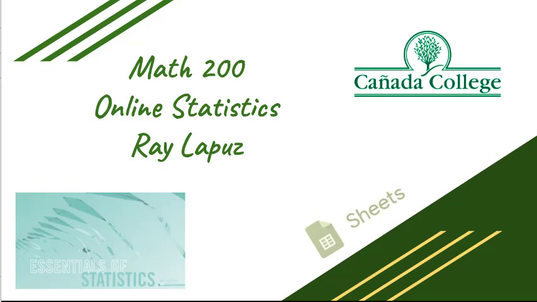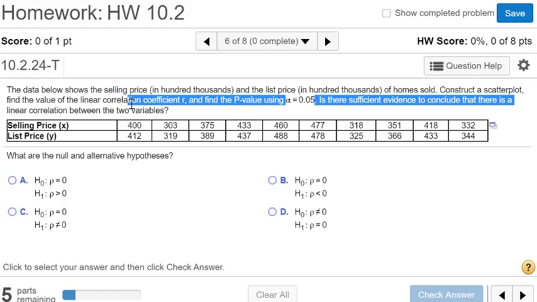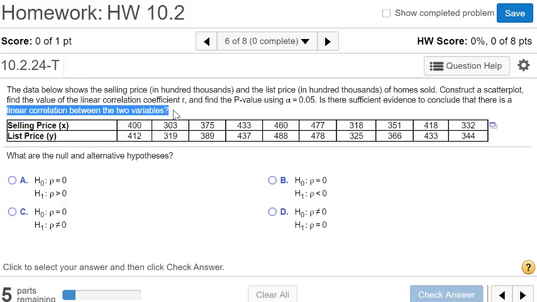My name is Lapuz. In this video we'll do a homework problem from section 10.2. It says that the data below shows the selling price and the list price of homes sold, and they want us to construct a scatter plot and find the value of the linear correlation coefficient and the p-value using a 0.05 significance level. And that is to answer, is there sufficient evidence to conclude that there is linear correlation between the two variables?